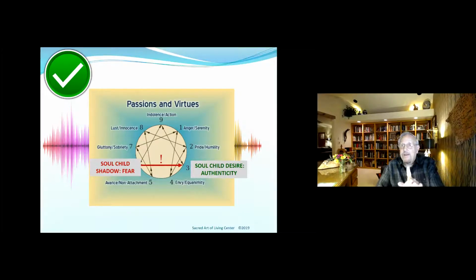Here's the other side of that. The soul child desire of type 3 is authenticity. That's what 3s really want. In fact, we're afraid that we are not authentic, that we're all surface and no essence. So when I swim upstream to the 6, one of the first things I encounter there, as great as this theory sounds, is I see the shadow side of 6, which is fear.